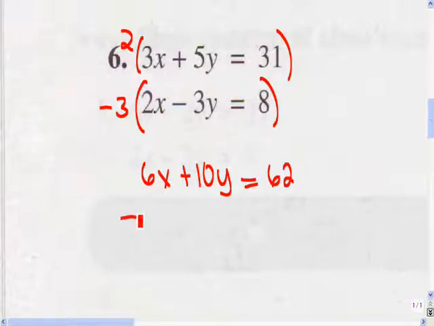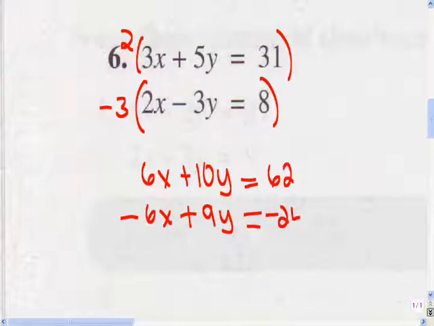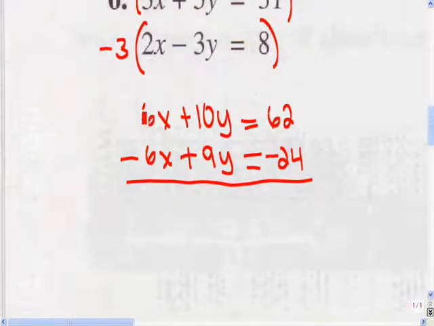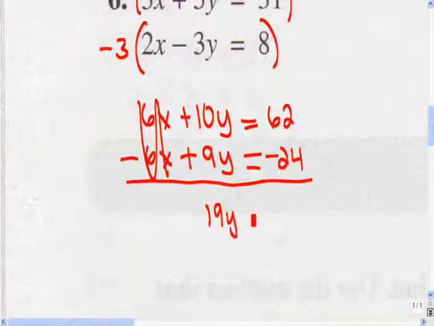Negative 3 times 2x is a negative 6x. Negative 3 times 3 is a positive 9y. And negative 3 times 8 equals a negative 24. Now I'm going to combine. These obviously cancel out. And 10 plus 9 is 19y.